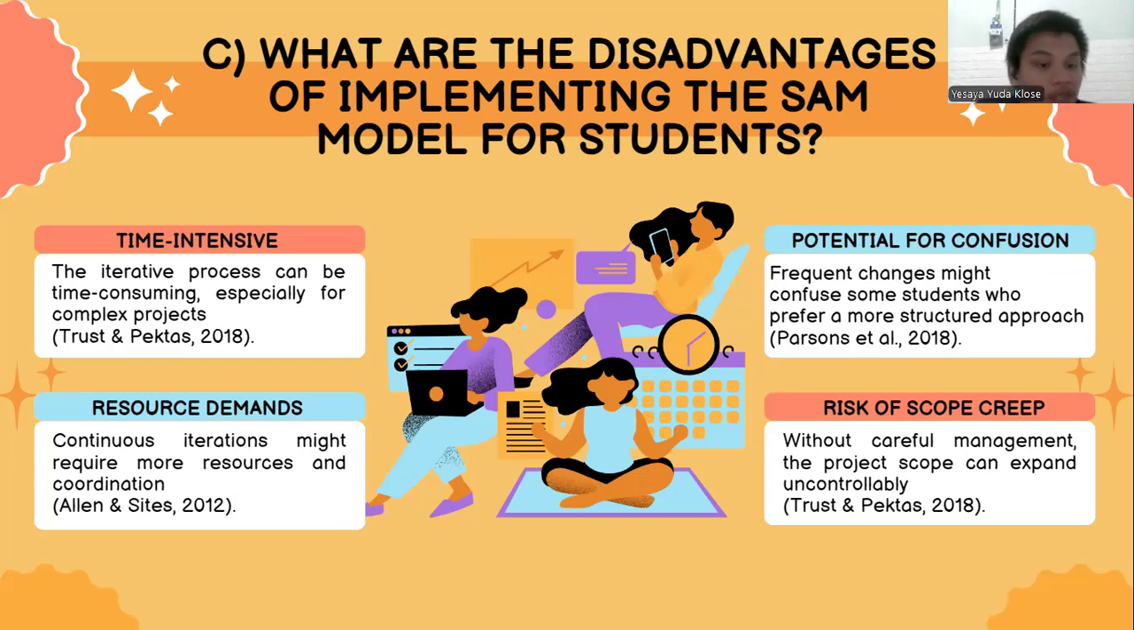And the third one is resource demands. The teacher should do continuous iteration, which might require more resources and coordination. And the fourth one is the risk of scope creep. What does it mean? It means that without careful management, the project scope can expand uncontrollably. So the students can be overwhelmed as well.